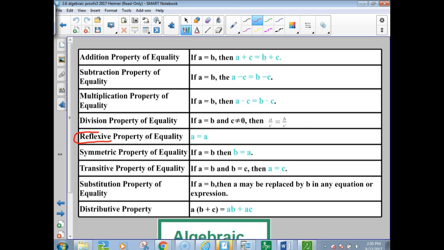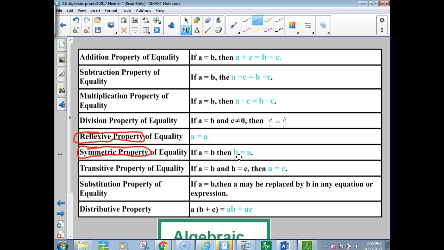The reflexive property is a new one, and it's very straightforward. A equals A. It's when you say something equals itself. And there are times when you need to do that in our proofs. We're just going to have to learn to identify what property is being represented. Symmetric property is another new one. The symmetric property says if A equals B, then you can flip it around and say B equals A.